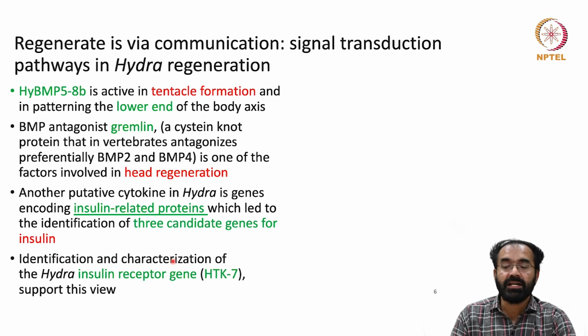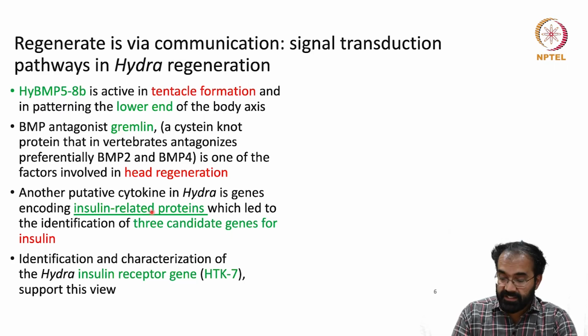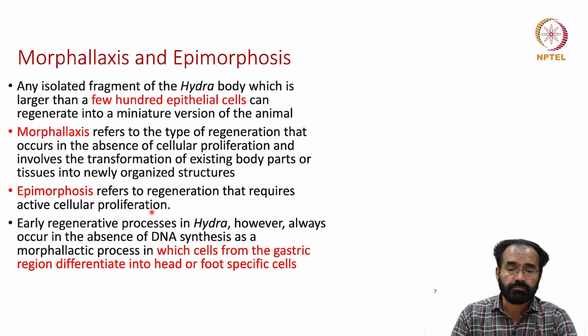The identification and characterization of the Hydra insulin receptor, which is called HTK7, supports this view that Hydra use insulin signaling. Normally, insulin signal is not just for absorption of glucose into the cell, but it plays a major role in cell proliferation, also in various reprogramming stages. Insulin is a multifaceted signaling molecule. So that also contributes in the regenerative events of the Hydra.